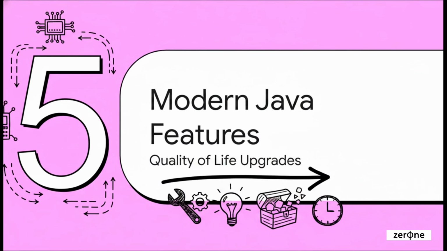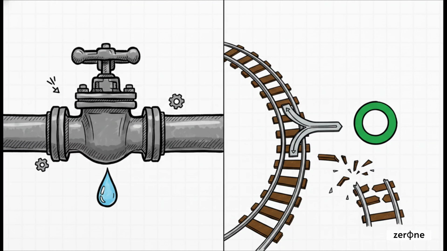Section 5. Modern Java Features. Quality of Life Upgrades. We are wrapping up our explainer today with some standalone modernizations. These are the quality of life upgrades that solve notorious legacy issues and frankly make a developer's daily life significantly easier. First up, try with resources.